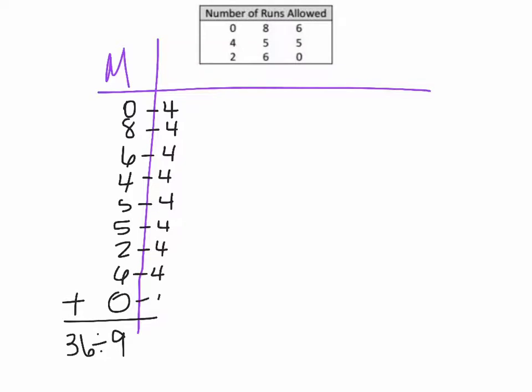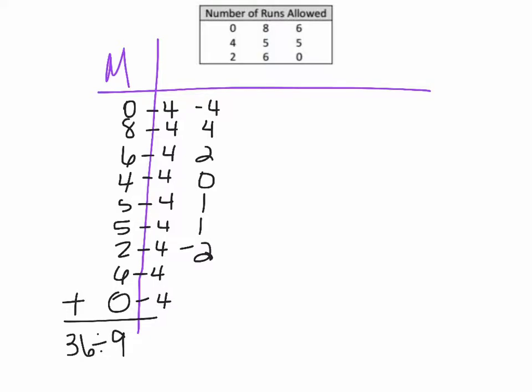Again, if you want to do it as you go, that's fine. It just helps me, once I start getting in the subtract frame of mind, that I just keep going, all right? So 0 minus 4 is negative 4. 8 minus 4 is 4. 6 minus 4 is 2. 4 minus 4 is 0. 5 minus 4 is 1. 5 minus 4 is 1. 2 minus 4 is negative 2.